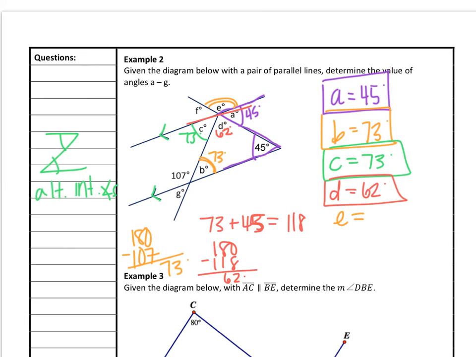I'm seeing that it's on a straight line next to a 45-degree angle. So 45 plus something should give us 180. So 180 minus 45 gives us 135.